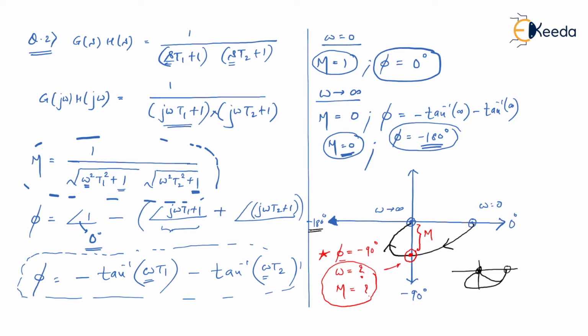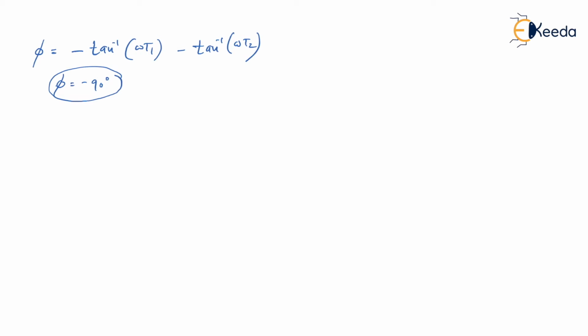Pay attention. Since I know what is the phase angle, I'm going to write this formula on the next slide. So what is the phase? Phase is equal to minus tan inverse of omega t1 minus tan inverse of omega t2. So the phase angle expression that we have is minus tan inverse of omega t1 minus tan inverse of omega t2. We know that at that particular point, that is at the intersection point, phi is equal to minus 90 degree. Now imagine if I substitute the value of phi in the above expression, it is possible for me to get the value of omega.